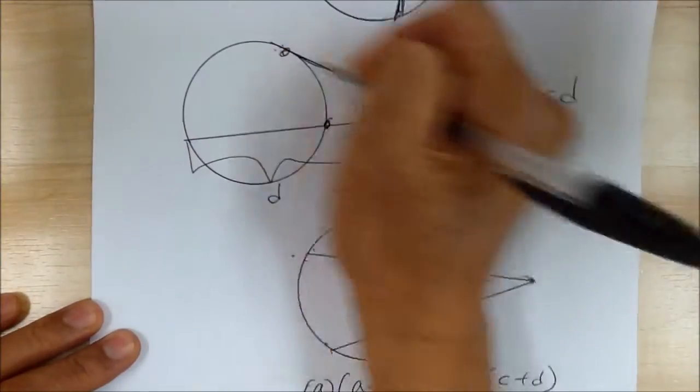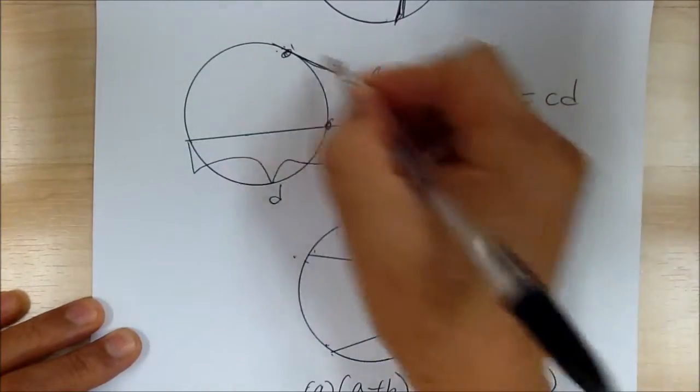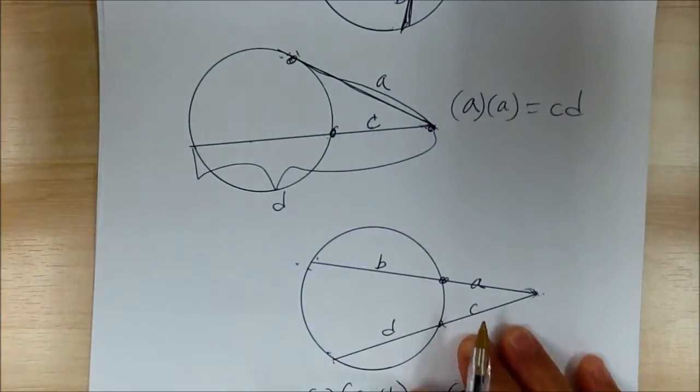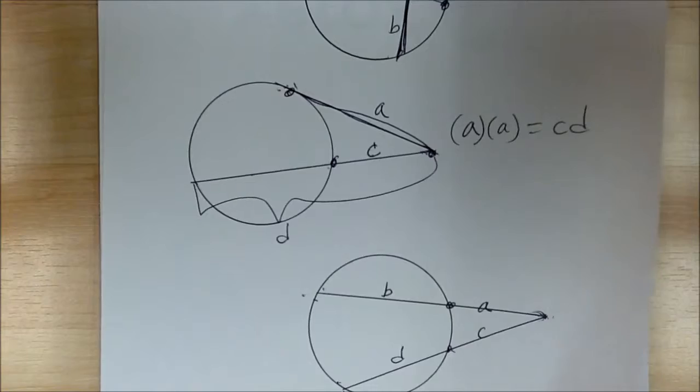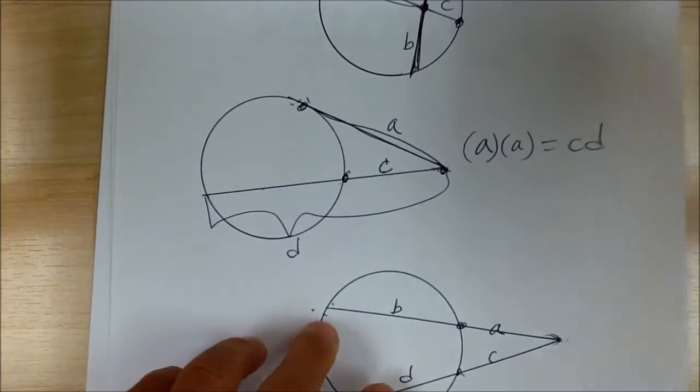Now, if you have a tangent, it's a double, right? So point to circle, point to circle. So once you know those rules, you can use that to solve almost any problems.